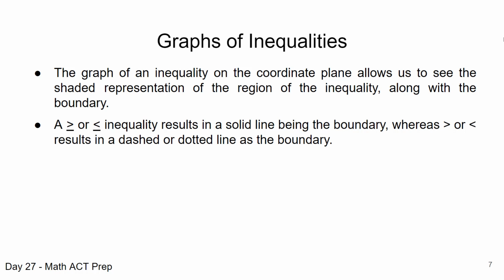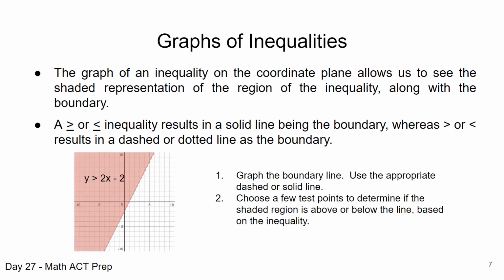This is the process that we go about when we are graphing an inequality. We're going to first start off by graphing the boundary line, and we'll use either the solid line or the dashed line, depending on if it's greater than or less than, or greater than or equal to or less than or equal to. And then we choose a few test points to determine if we're talking about the shaded region above the line or below the line.